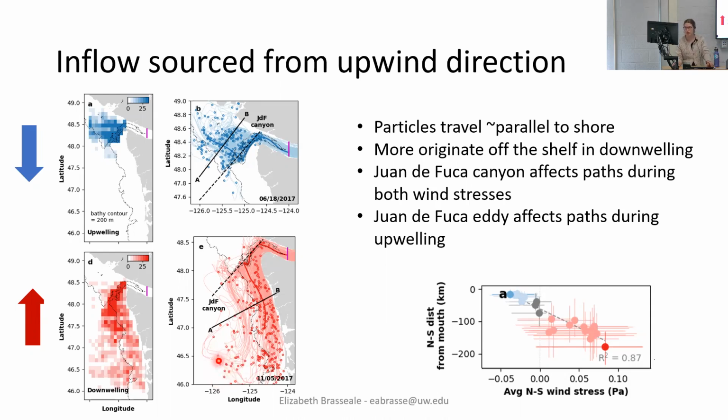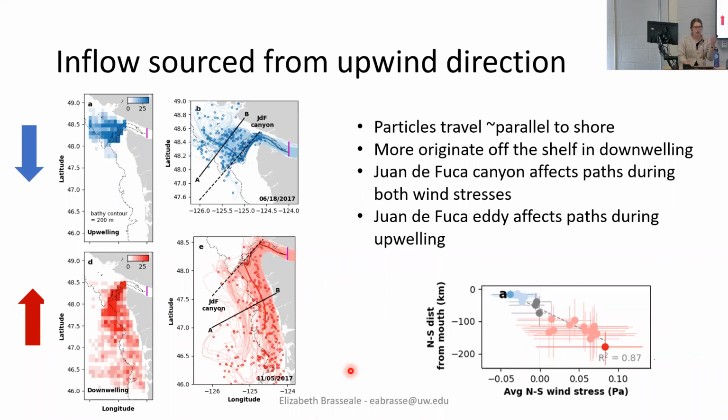during downwelling experiments. And then the Juan de Fuca Canyon was a big player during both wind stress experiments, or both wind stress schemes. And the Juan de Fuca eddy is a big deal as well.